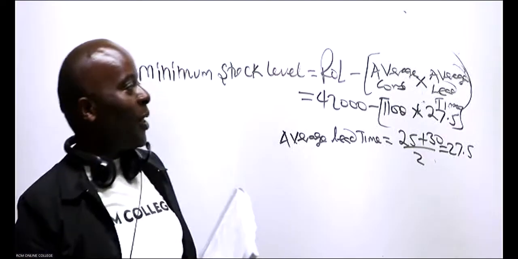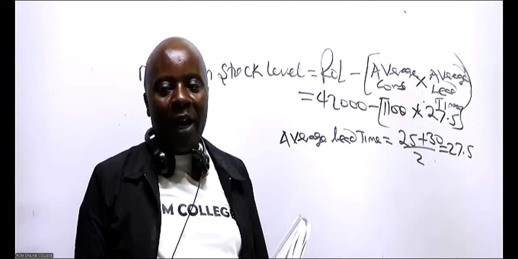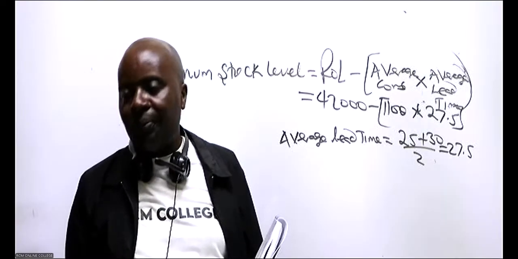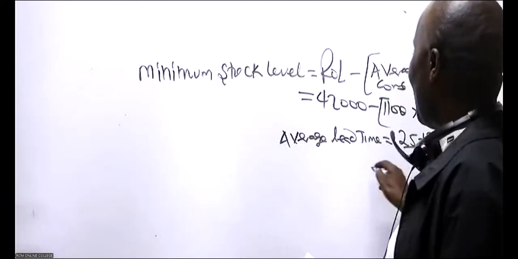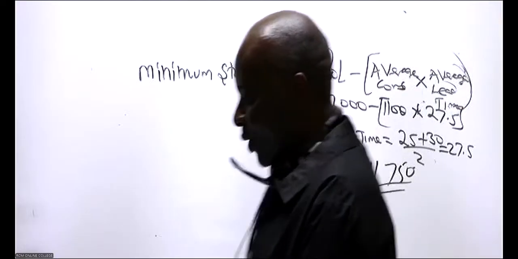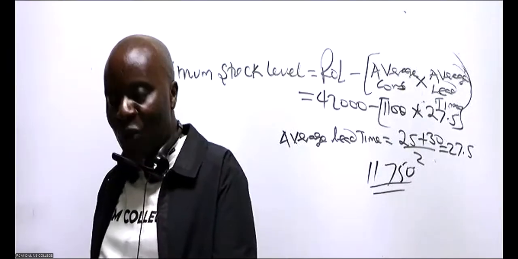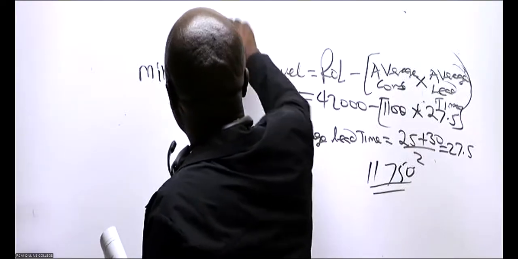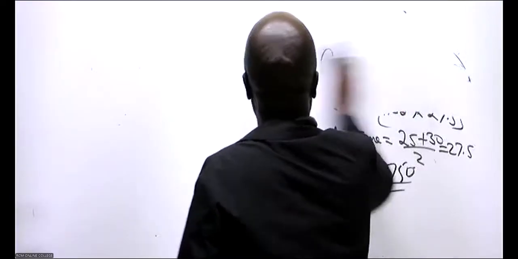So 42,000 minus open brackets 1,100 times 27.5. You close brackets and then you tell us what is our minimum stock level. 11,750, isn't it? And then lastly, they want us to do the very simplest, which is averaging. So average stock level, you'll take what plus what divided by what? Minimum plus maximum divided by 2.